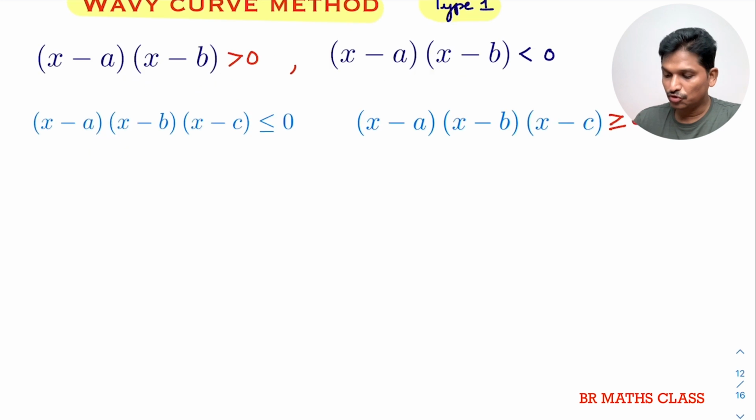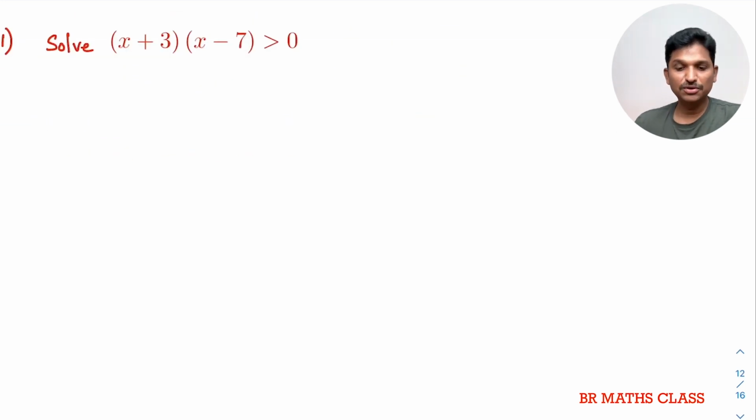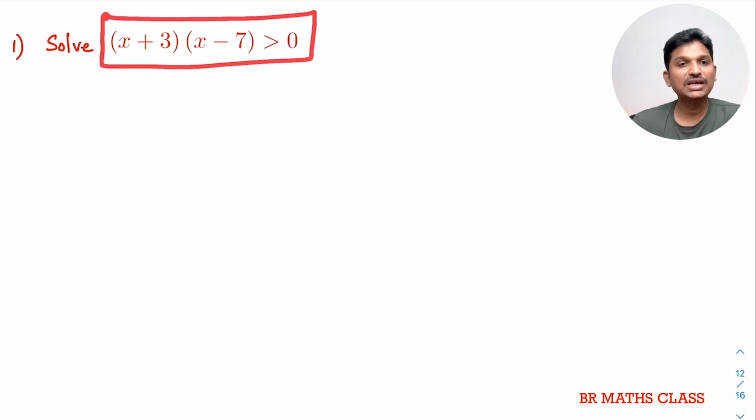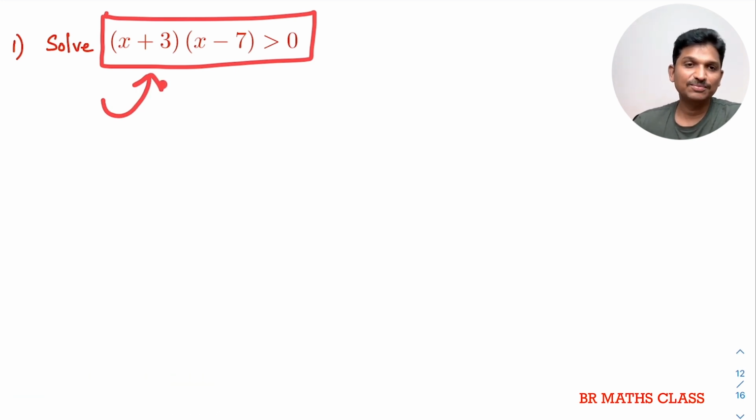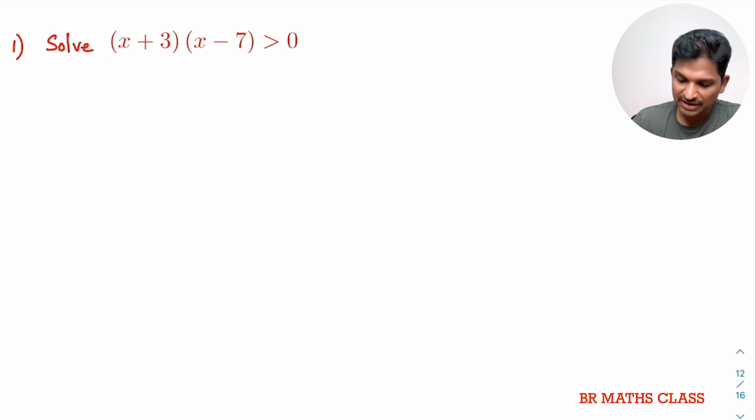Right, we'll move to problems. You observe this question. See what they are asking: solve this inequality. You observe what this inequality is: (x plus 3) into (x minus 7) greater than 0. Solving an inequality is nothing but finding the x values which satisfy this inequality. So first we will solve this.